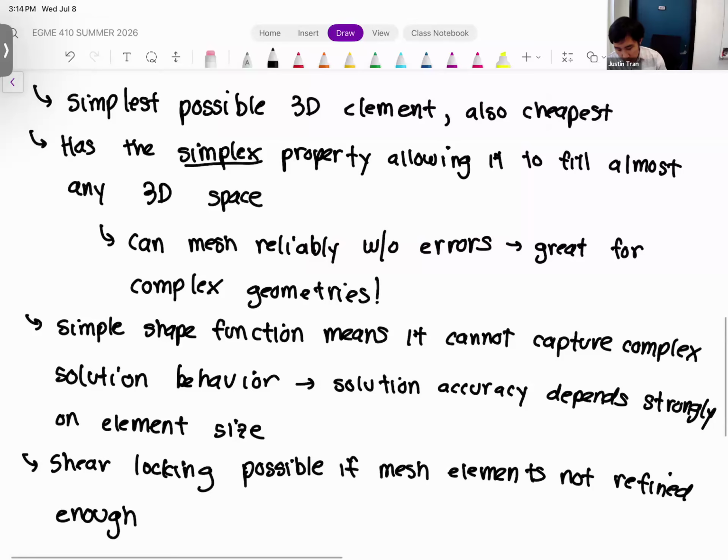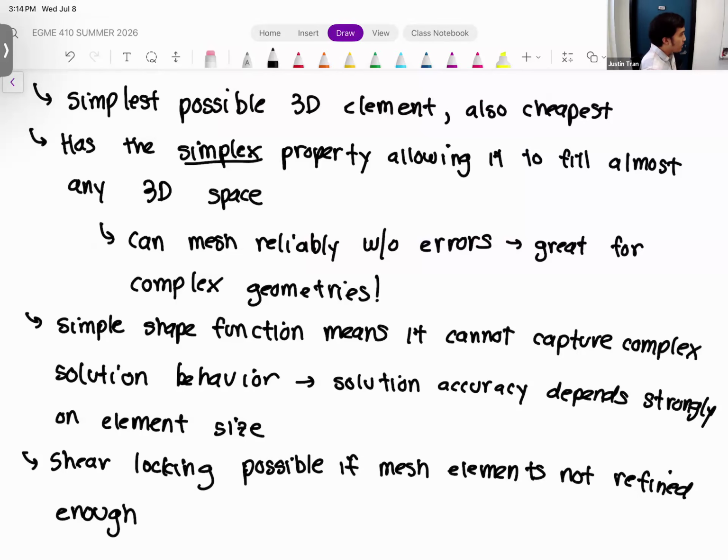Okay. So the summary for a linear tetrahedron element is that you can use them. They're perfectly fine. They're perfectly valid. It's just that your solution accuracy is going to depend very strongly on the element size. Okay. And so it's even more important than ever to use a mesh convergence test for a linear tetrahedron to ensure that you've reached convergence on your mesh. Okay. And we're going to talk about mesh convergence tests today as well, just to illustrate to you what that is and how that's a nice tool. All right, any questions on the linear tetrahedron?